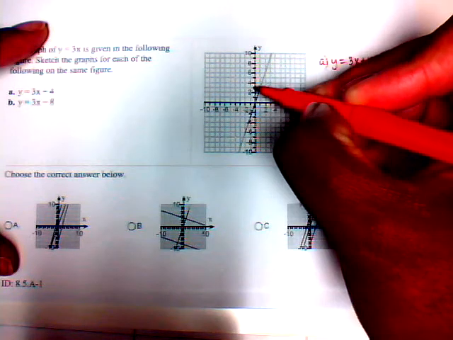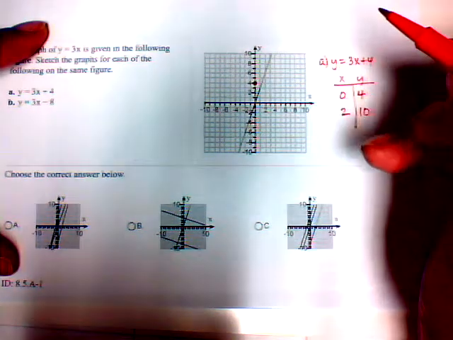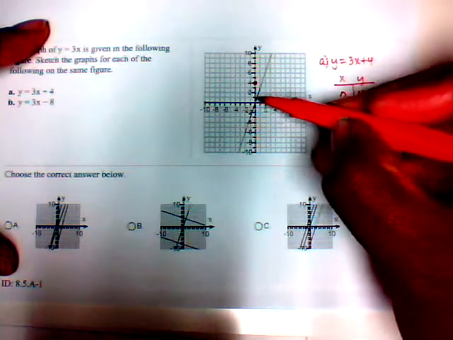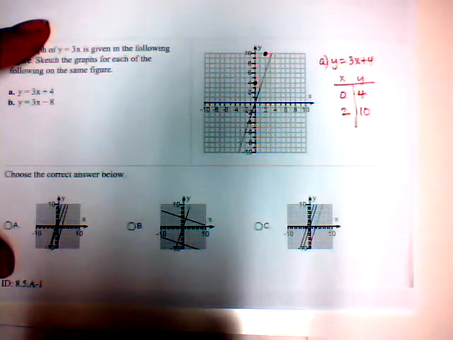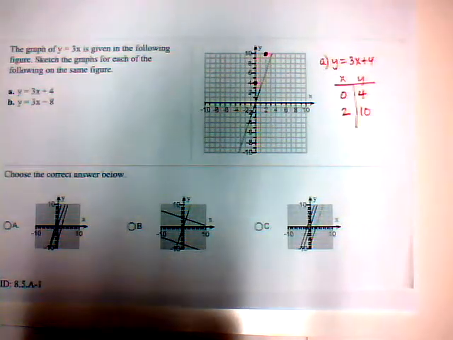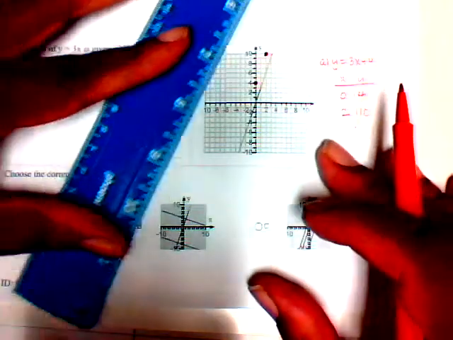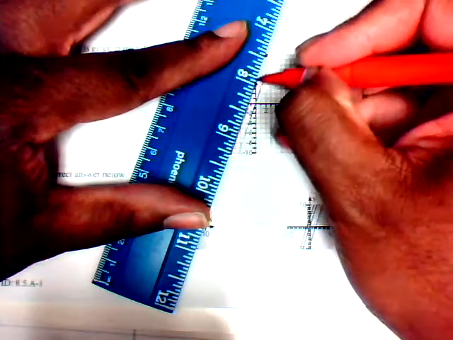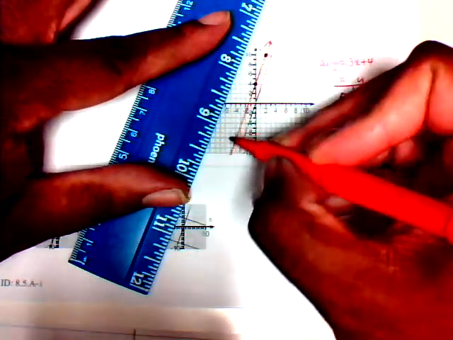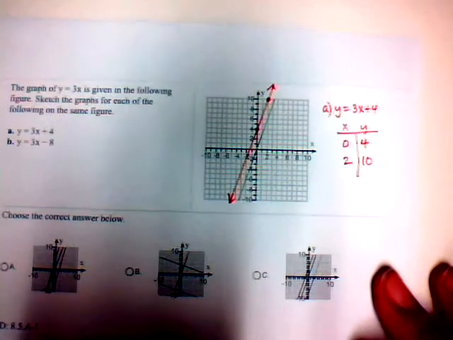And I'll plot those 2 points on the coordinate plane. So here for 0, 4, I stay at 0, but I'm going to go up 4 and draw the point. And then for 2, 10, we go to the right 2 and up to 10, which is up here. Now what I'm going to do here is connect those 2 points. And this red line represents the graph of the equation y is equal to 3x plus 4.